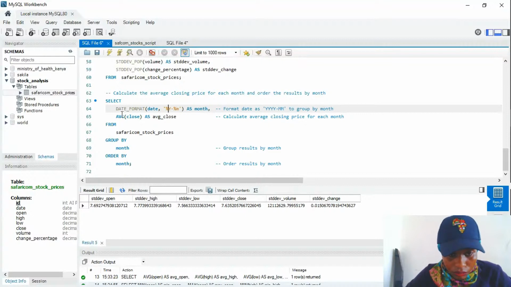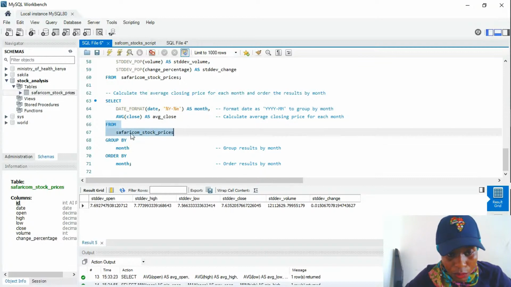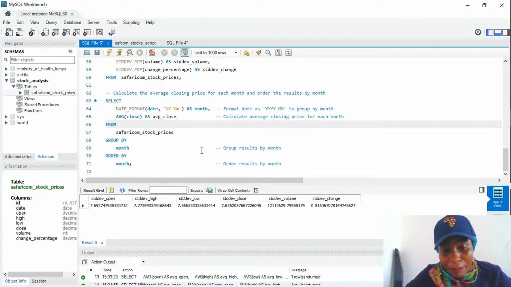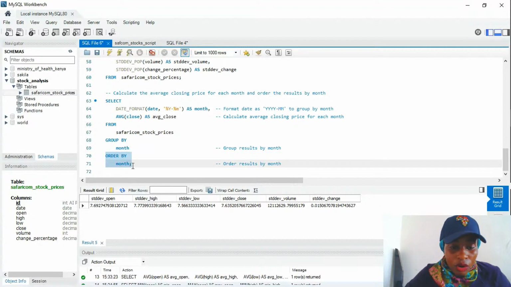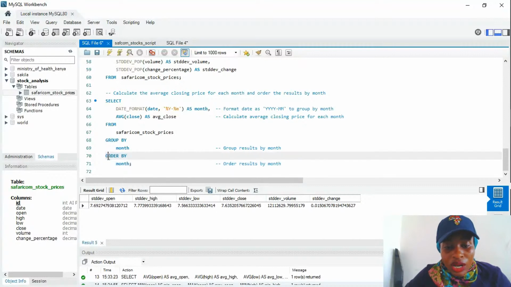And from the date column, we're going to be selecting the average close as average close, and we're going to be grouping these into months. So we are calculating the average closing price for each month. And of course, this from just tells us the table that we want to select it from, and you're going to be grouping it by month. And then we're also going to be sorting it by using the order by clause, ordering it by month.